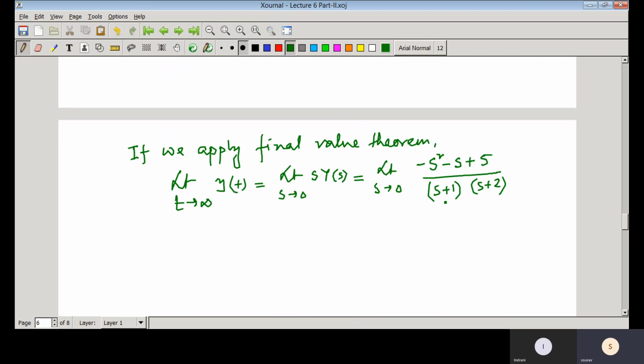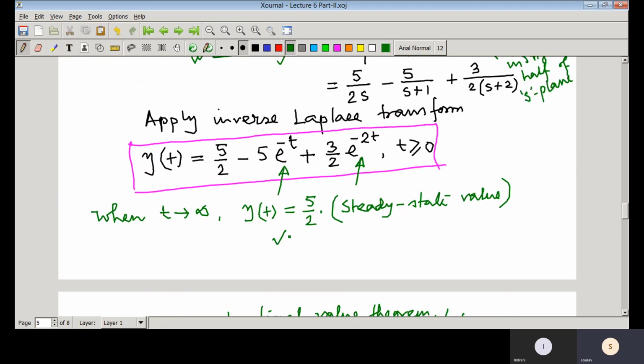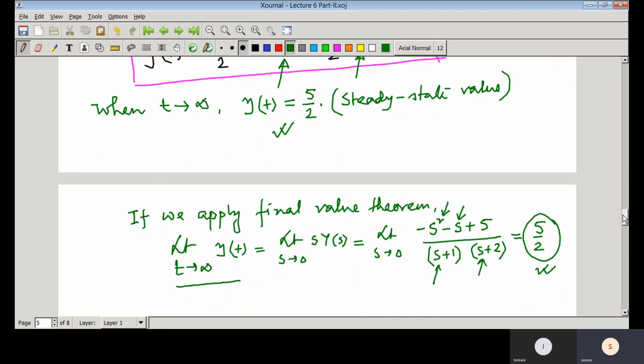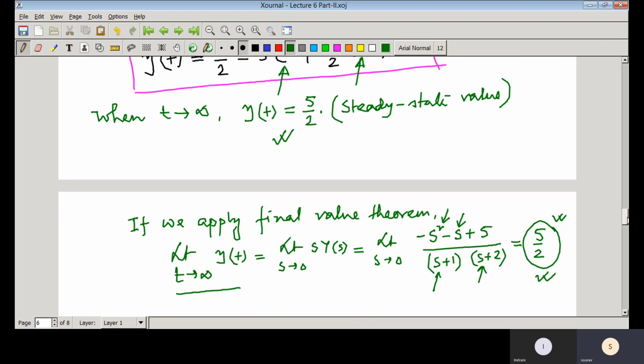Now if you apply that limit, what will you get? This term is 0, this term is 0, so basically you will get 5/2. It is really interesting to find the value of y(t) when t tends to infinity. You will get 5/2. From this method also, when t tends to infinity you have 5/2. So this is actually the steady state value. You can have it from applying the final value theorem, as well as from the time expression.